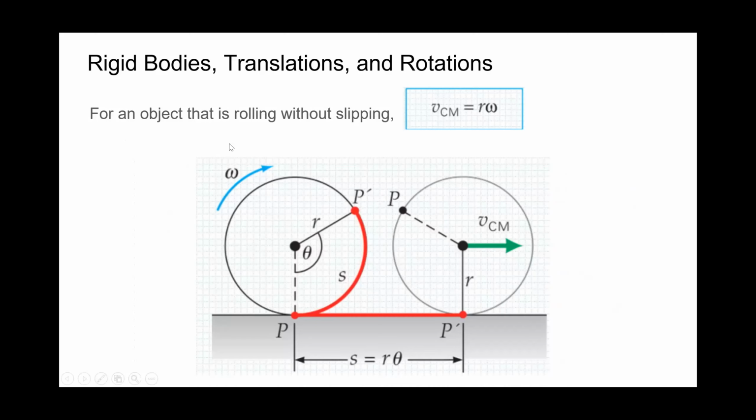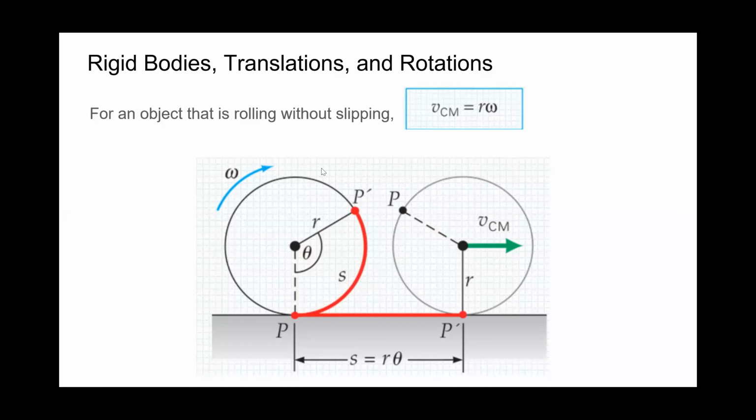For an object that is rolling without slipping, we can come up with this equation. As shown here, r is the radius and omega is the angular velocity. So we can come up with this equation for an object that is rolling with no slipping.